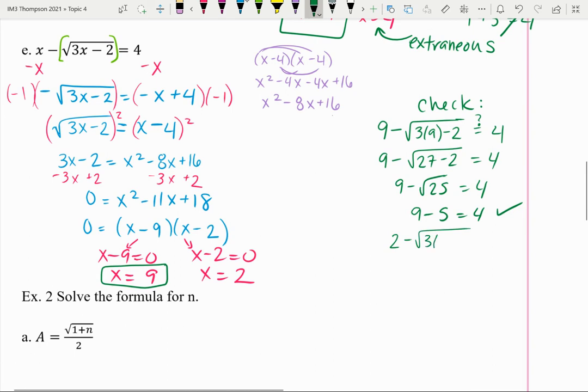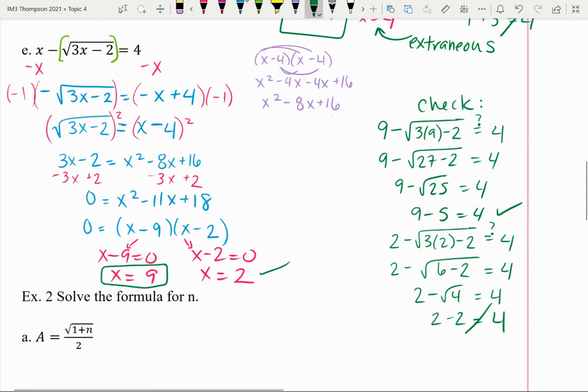2 minus the square root of 3 times 2 minus 2 is equal to 4. Depending on how comfortable you are with your order of operations and how much you can do in your head, this could be a little less work. 2 minus 2 is equal to 4? No, it's not. Oops, I put 0. 2 minus 2 is equal to 0. It's not equal to 4. So this one is extraneous.